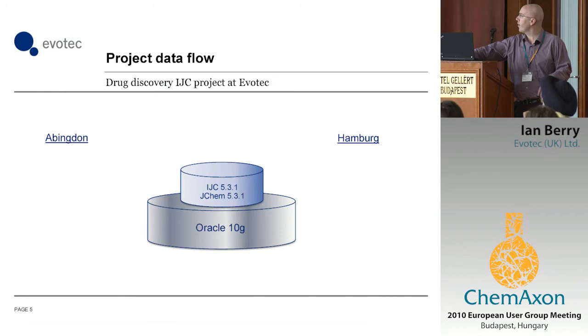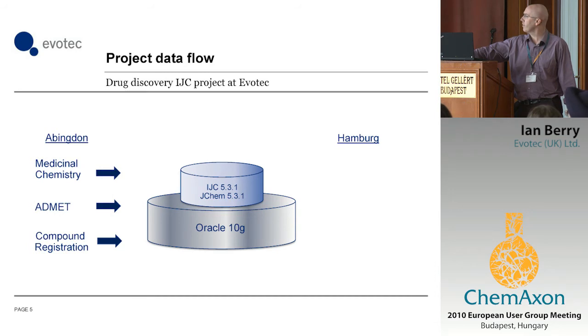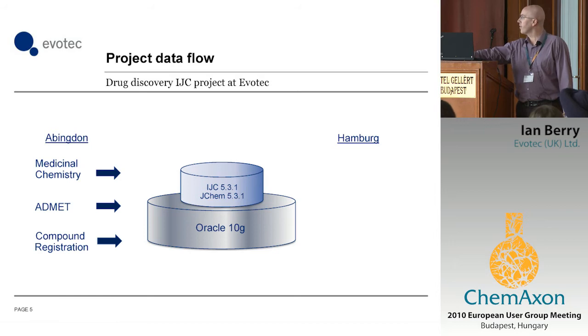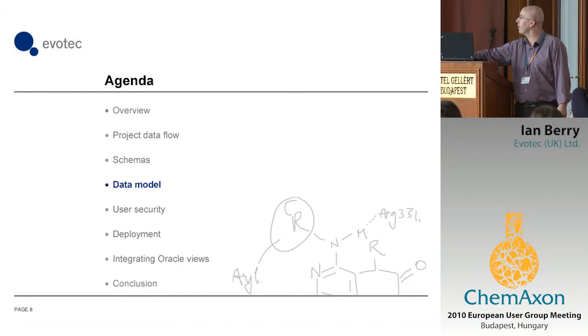So the project data flow: at the moment we have two main sites that are using this, Abingdon, which is mostly chemistry, and Hamburg, which is screening services. In Abingdon we have the medicinal chemistry, ADMET, and compound registration data that goes into our IJC databases. And from Hamburg, assay data, counter assays, and in vivo data all go into the same setup. We're setting up one of these for each of our client projects so that there is no overlap between the data for our different clients, and they know that we're ensuring their data is secure and safe from everybody.